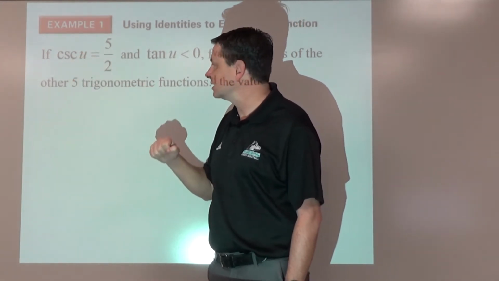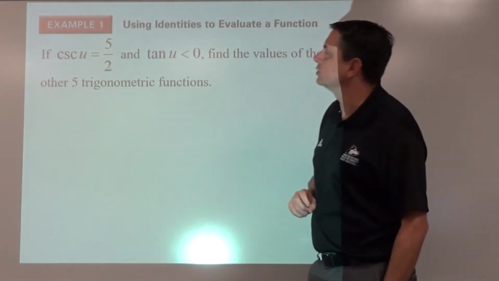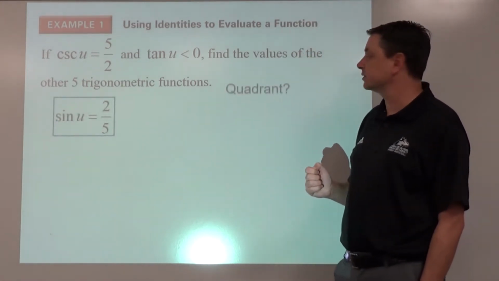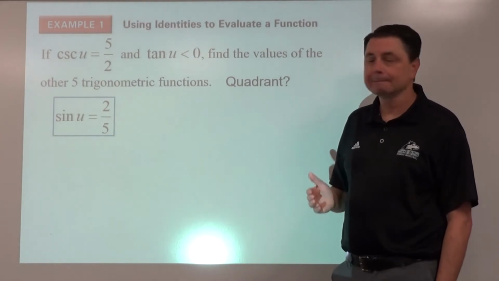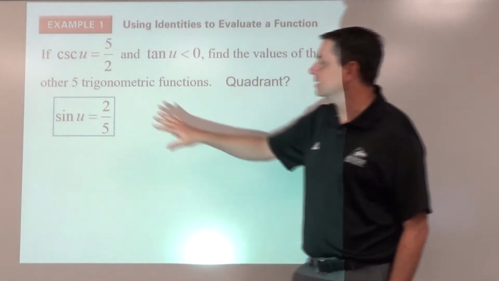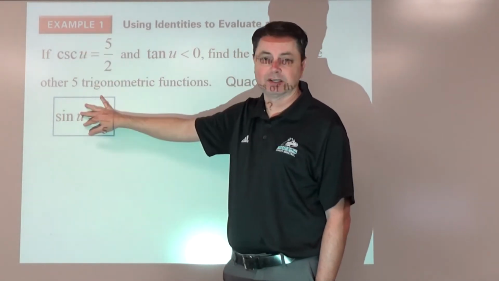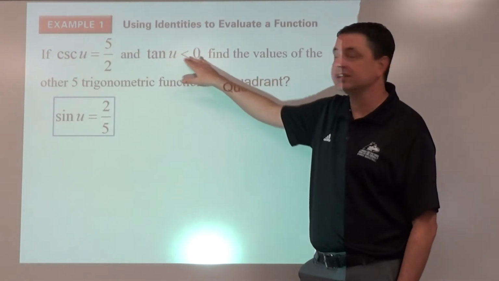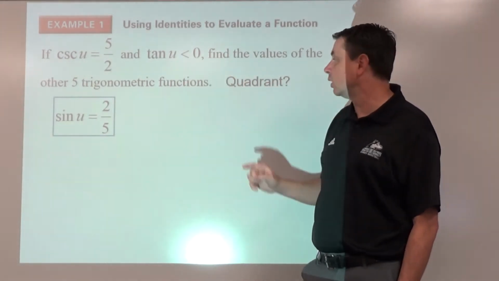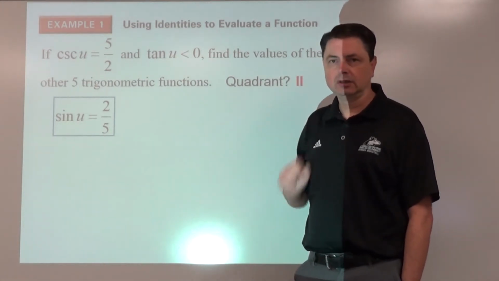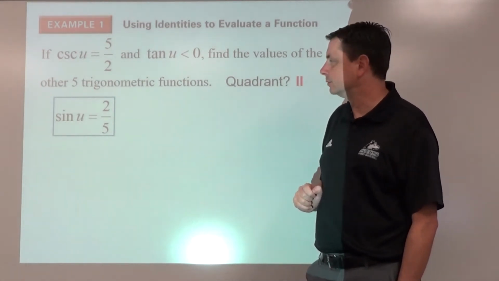So the first one I would think that we would go with here would be reciprocal. That would be easiest, and say, well, if the cosecant of u is 5 over 2, that's going to tell us that the sine of u is 2/5. Now, what quadrant are we in such that sine and cosecant are positive? That's quadrants 1 and 2. But tangent is negative. That's got to be quadrant 2. So as we make our other decisions, keep in mind that we're in quadrant 2.